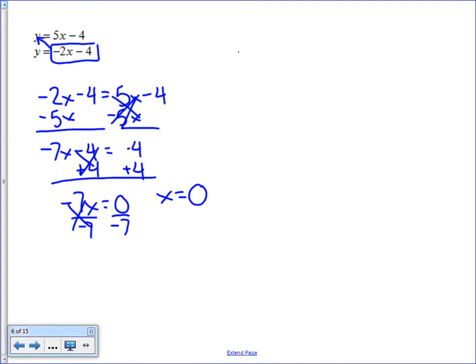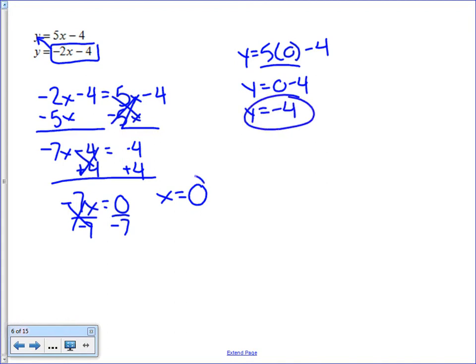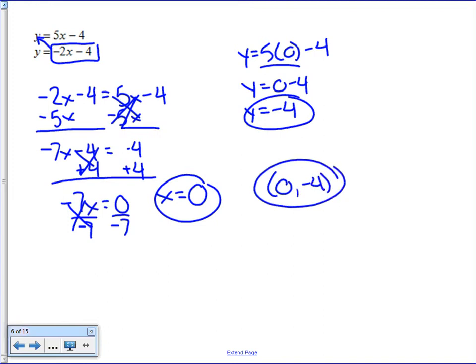So x equals 0. Plug it into one of the equations. Let's use the top one. I got y equals 5 times 0 minus 4. 5 times 0 will give me 0, so y equals 0 minus 4, or y equals negative 4. So a point at 0, negative 4 is my solution for that one.